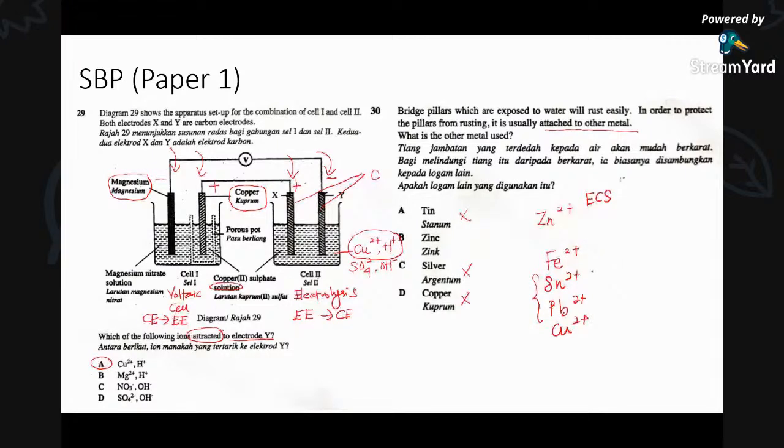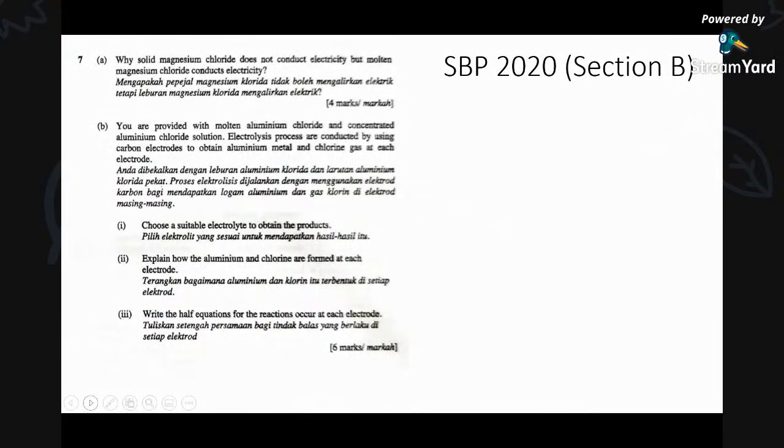So if you put zinc attached to the bridge pillar, zinc will get rusted, not the Fe2+. So this is known as a sacrificial metal. So B is the answer. Then we move on to SBP paper, section B.